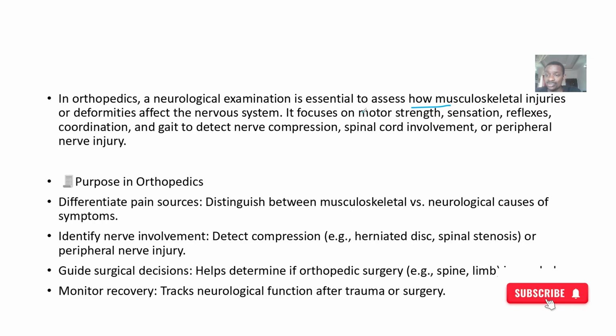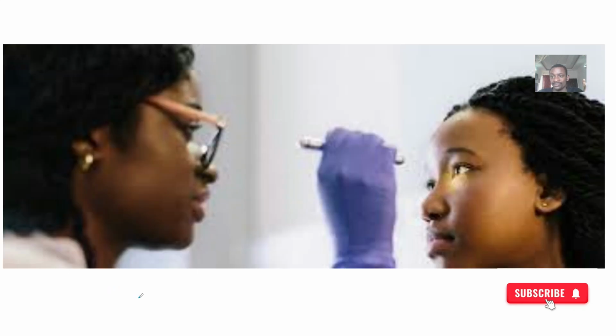It's focusing on motor strength, focusing on sensation, focusing on reflexes, focusing on coordination, focusing on gait to be able to detect nerve compression. So the purpose in orthopedics is to distinguish between musculoskeletal and neurological causes of issues. You want to identify if a particular nerve is affected in an injury. It will also guide surgical decisions, to help you know the type of treatment that a patient needs. It also helps you to monitor recovery.